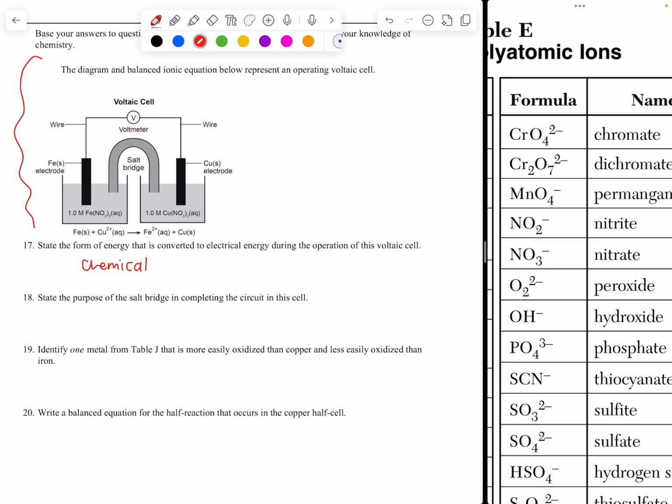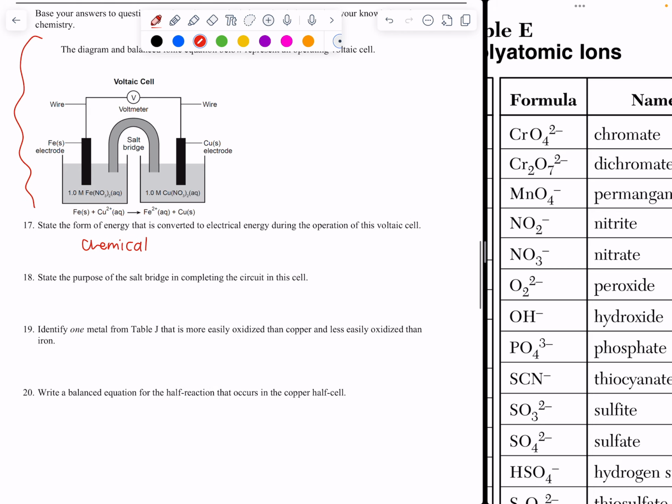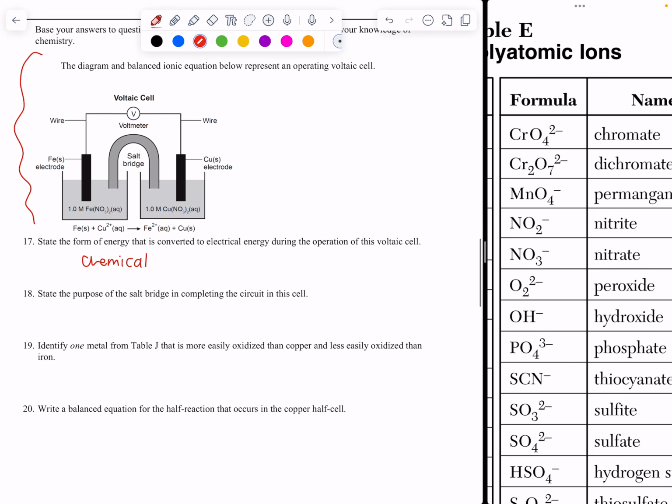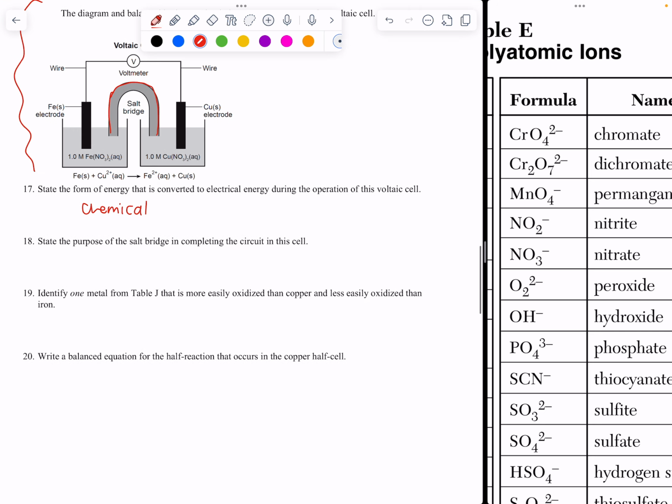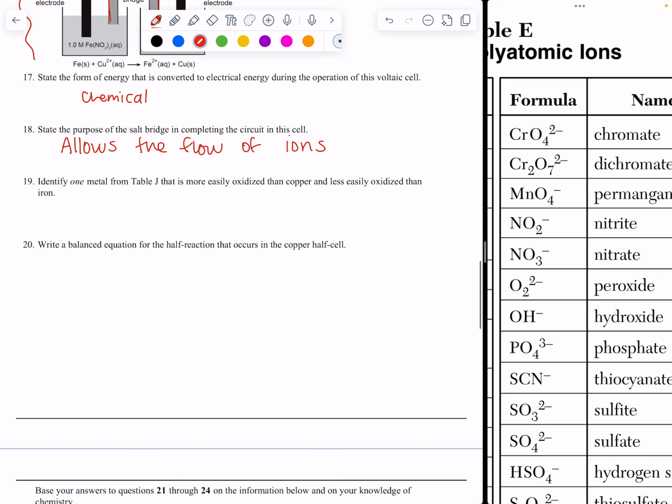Question 18 says, state the purpose of the salt bridge in completing the circuit. So this was just basic memorization. The picture really isn't going to help you for this. It does label the salt bridge for you. The salt bridge connects the 2 half cells. What's the purpose, though? It maintains neutral half cells, but the main purpose of it is it allows the flow of ions, not electrons. Electrons only flow through the wire. Electrons do not go through the salt bridge, only ions.